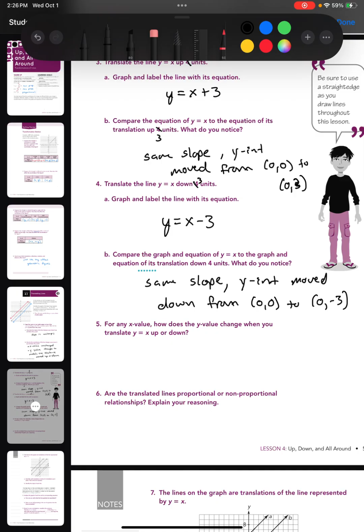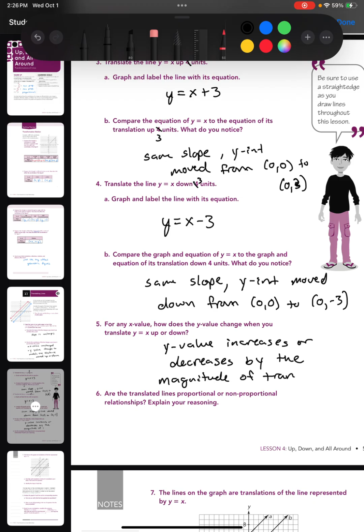So for any x value, how does the y value change when you translate it up or down? The y value increases or decreases by the magnitude of translation. So if it was y equals x plus 10, that means it had moved up 10 units.